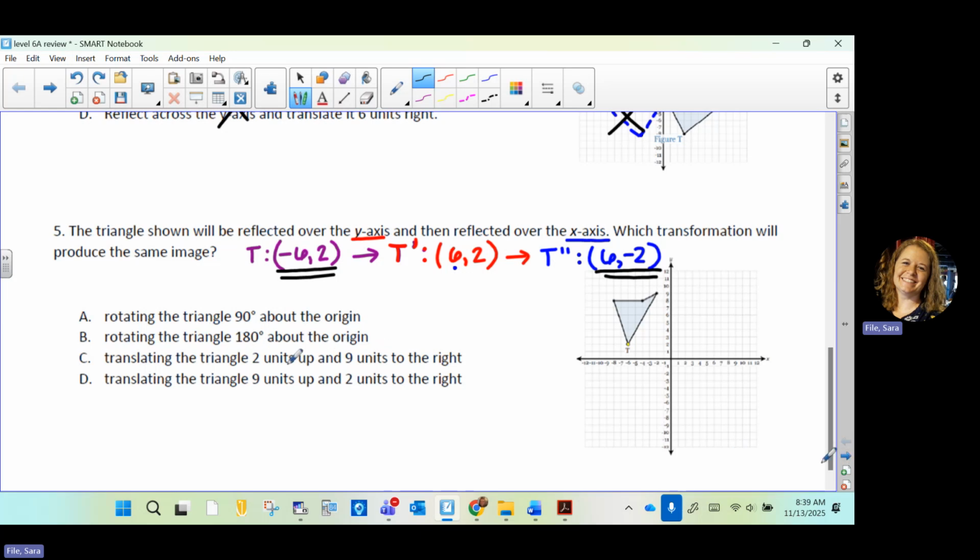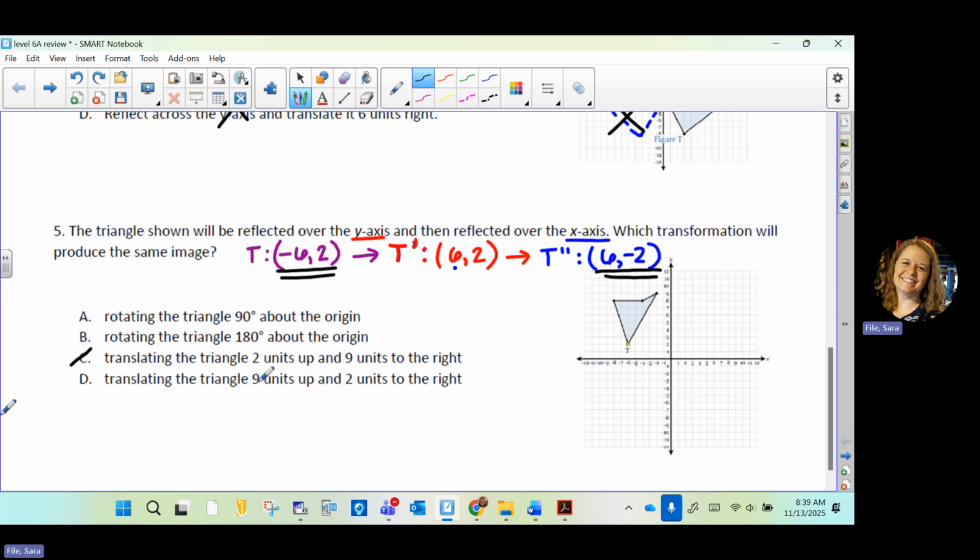Translating, we should be able to go ahead and eliminate these because translating, you're adding and subtracting numbers. And my numbers are just switching signs, aren't they? So translating typically is not just going to switch the signs. We could try it, you could check it. So 2 units up would mean add 2 to the y. 2 plus 2 would be 4. That does not become 4. So I know that C is out.